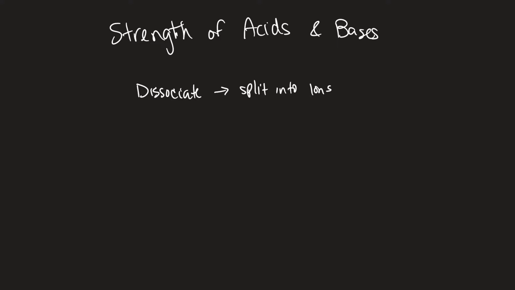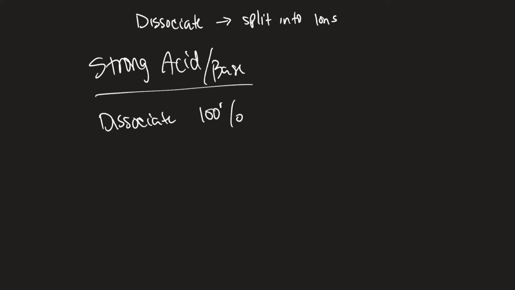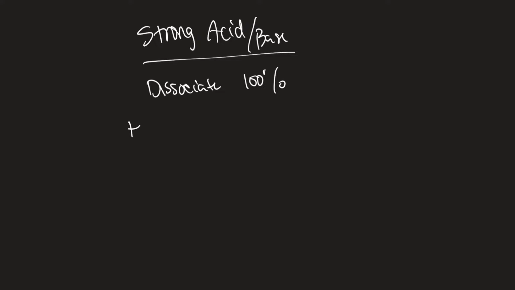A strong acid or base dissociates 100%. That means if it's mixed into water or any type of solution, those acids or bases will completely dissociate. So if you have something like HCl, HCl is a strong acid. You put it in water, it's going to break up into H+, the hydrogen ion, and the chloride ion. That's exactly what's going to happen.